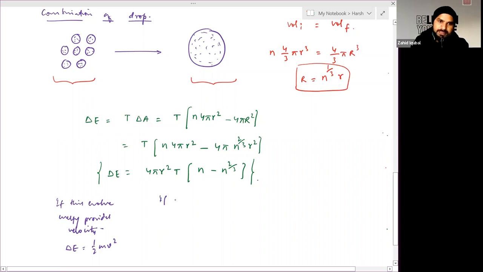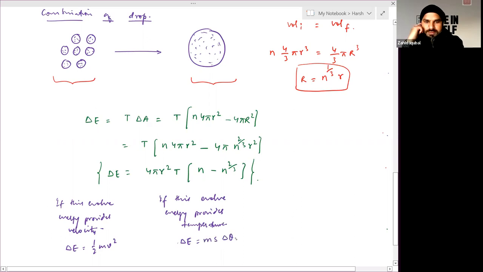Similarly, if this evolved energy provides temperature, just use delta E equals to ms delta theta, where s is the specific heat, which we'll describe in the next chapter. Okay. So depending upon the situation, we may use delta E equals to half mv square if this energy provides velocity, or in terms of ms delta theta if it is providing temperature change to that particular single particle. Is it clear? Yes, sir. Okay, just write it down.